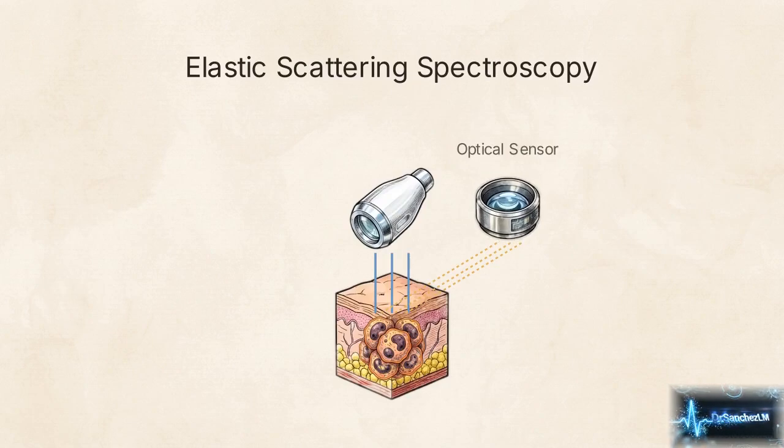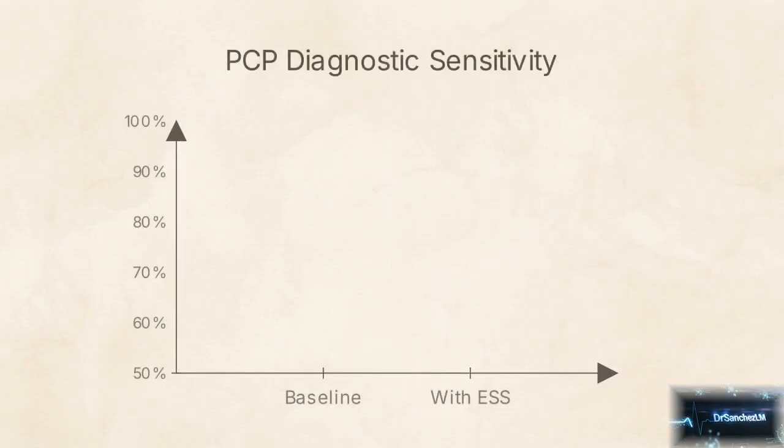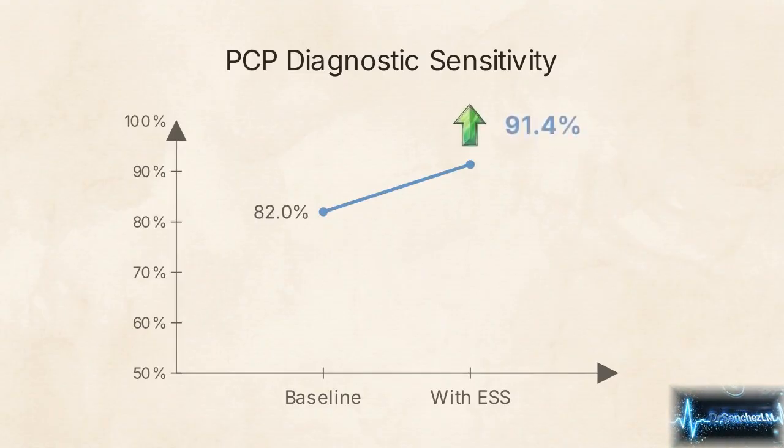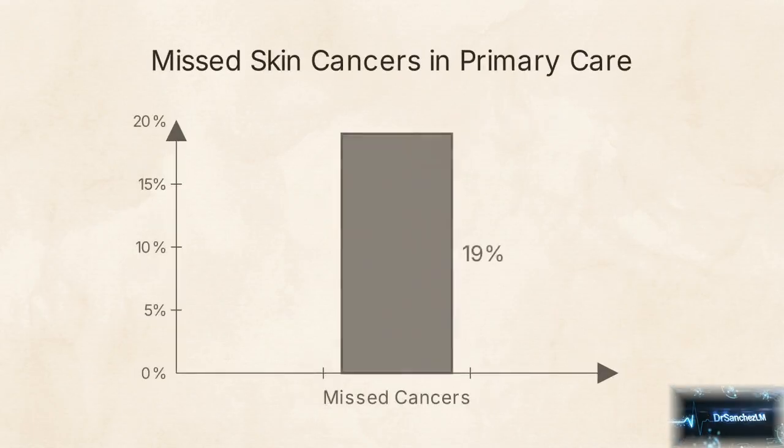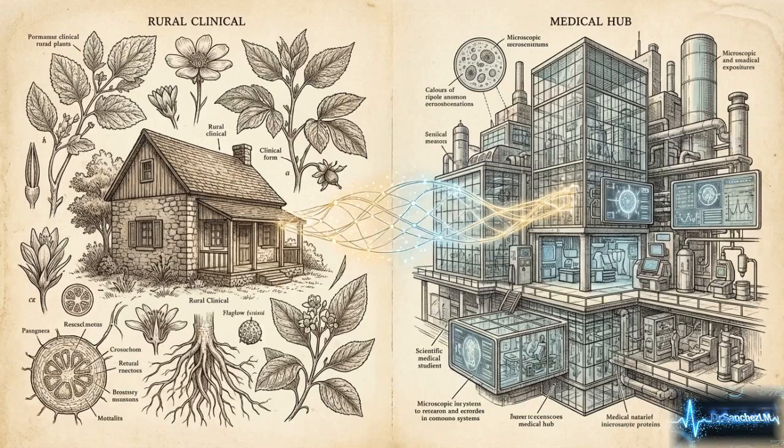As you can see in this data readout, giving a primary care physician this tool creates a sharp upward trend line in their performance. With the device, their diagnostic sensitivity in identifying malignant lesions jumps to over 91%. The resulting impact on patient outcomes is massive. By augmenting the physician's exam with optical data, primary care clinics see a bar plummeting by 68% for missed skin cancers. This same collaborative approach is improving teledermatology networks.